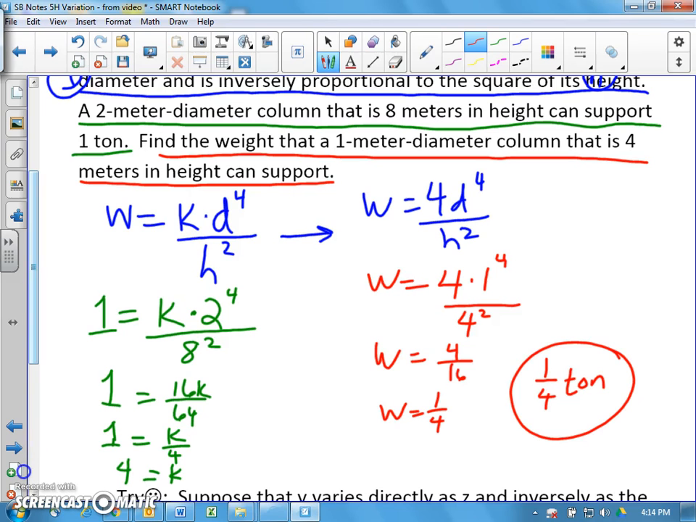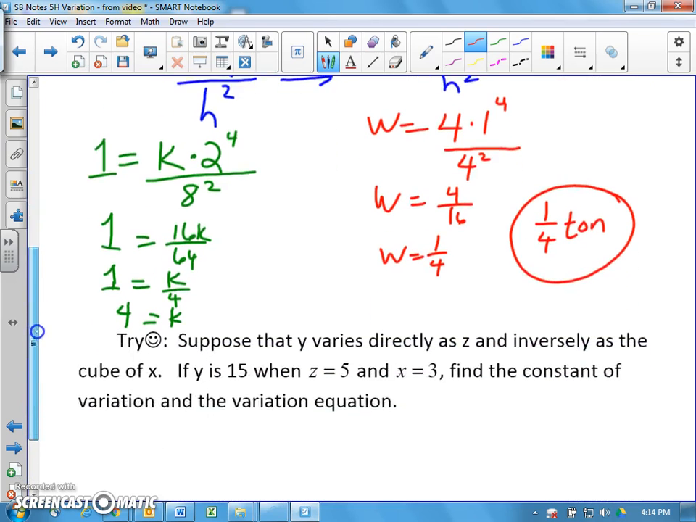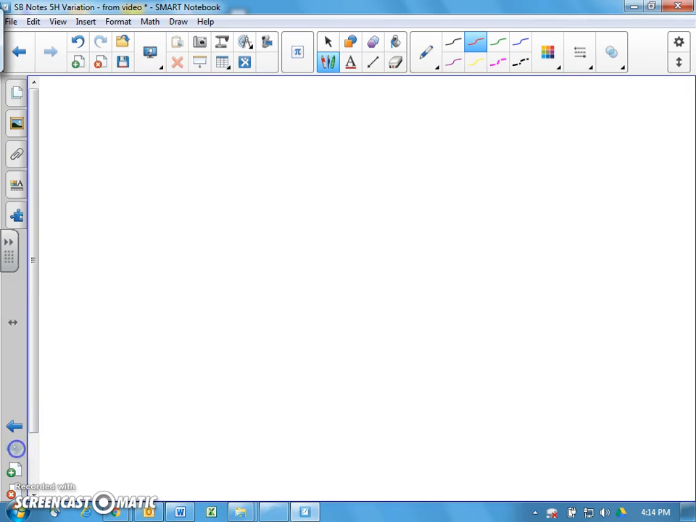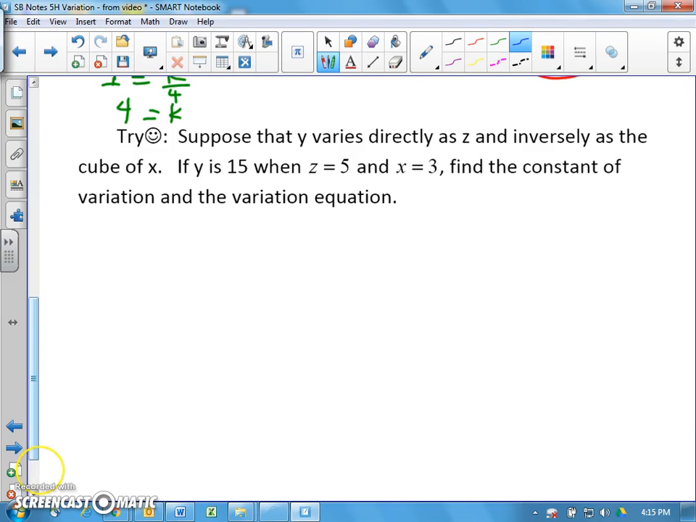The next problem is a try me problem. I want you to read through this, try to set up the general form, plug in your numbers, find your constant of variation, reset, write your equation of variation, and then answer the question. Stop the video, complete this, and then hit resume. Okay, let's go ahead and check this and see how you did.